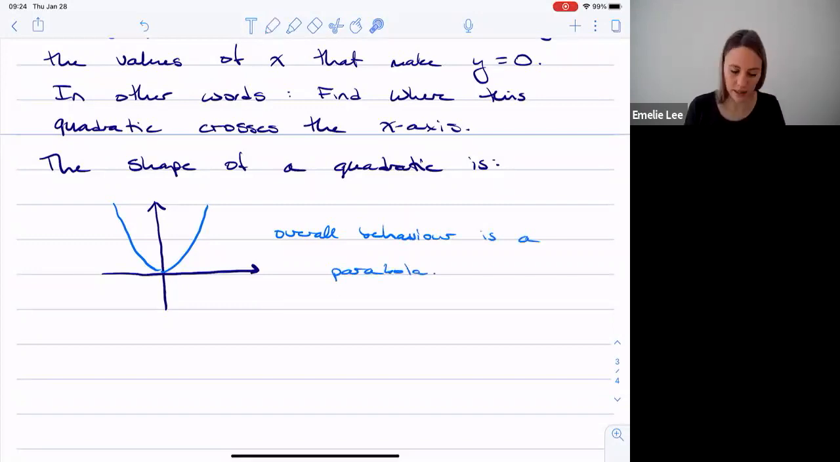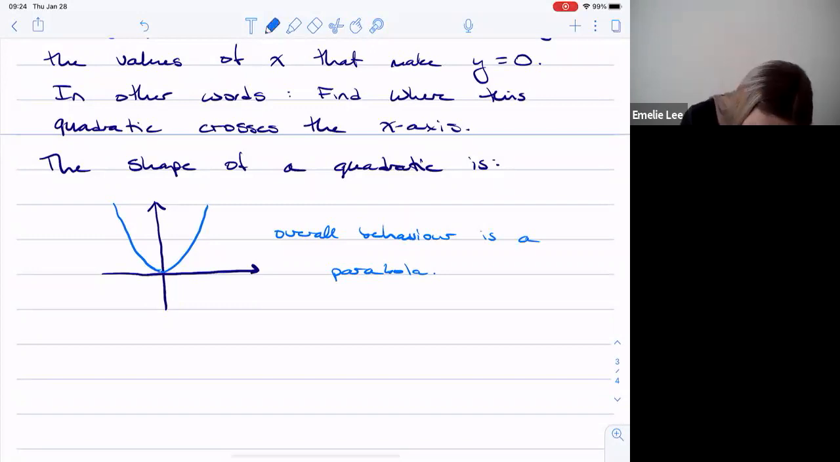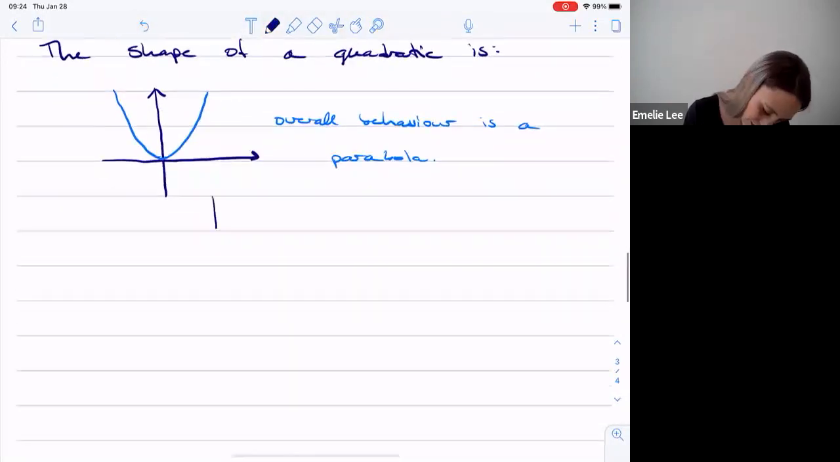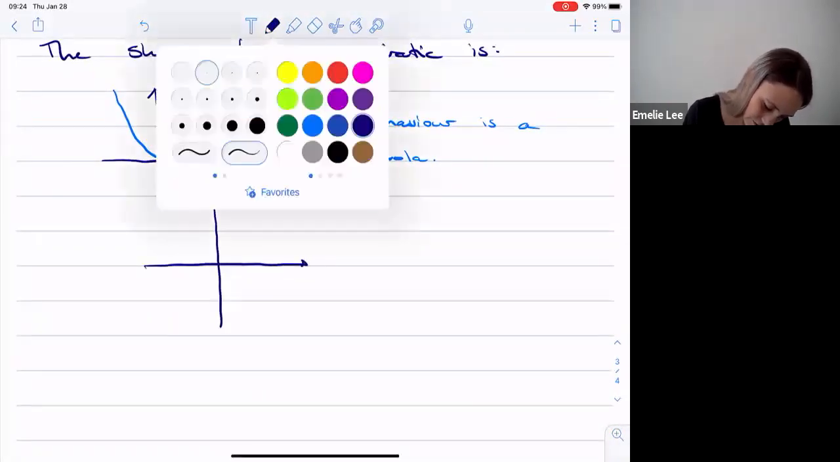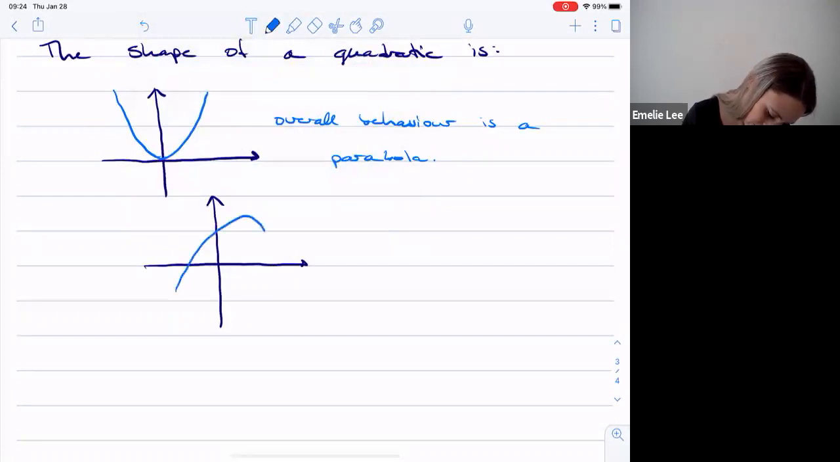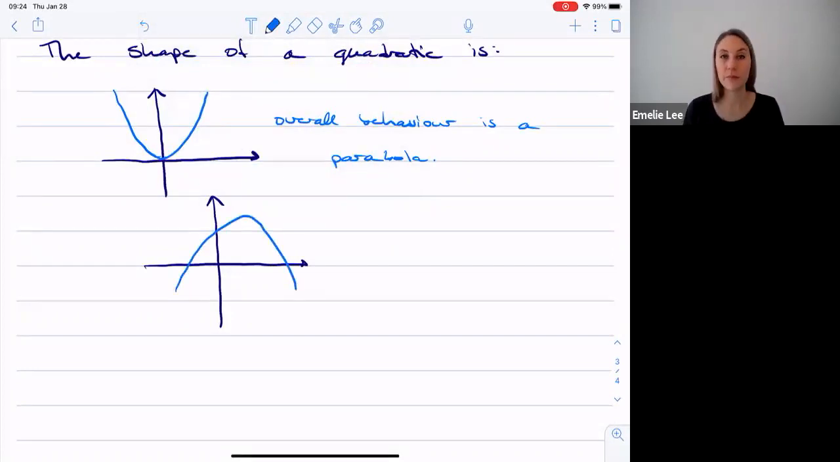Okay. In this default case, y is 0 and x is 0. That's the only place. Most of the time, though, this parabola is going to move around a little bit. So we might have something like this. That could be a quadratic, right?